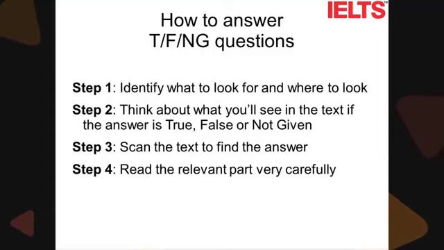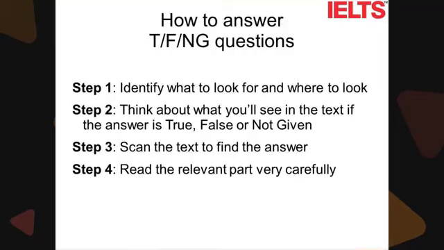Once you've found the easiest and quickest thing to look for, and that might not be in the first statement, it might be in the second statement, or like today, the third statement, you need to think about, what do I expect to see in the text? If it's true, what am I going to see? If it's false, what am I going to see? If it's not given, what am I going to see? Then you need to scan the text to find the answer.